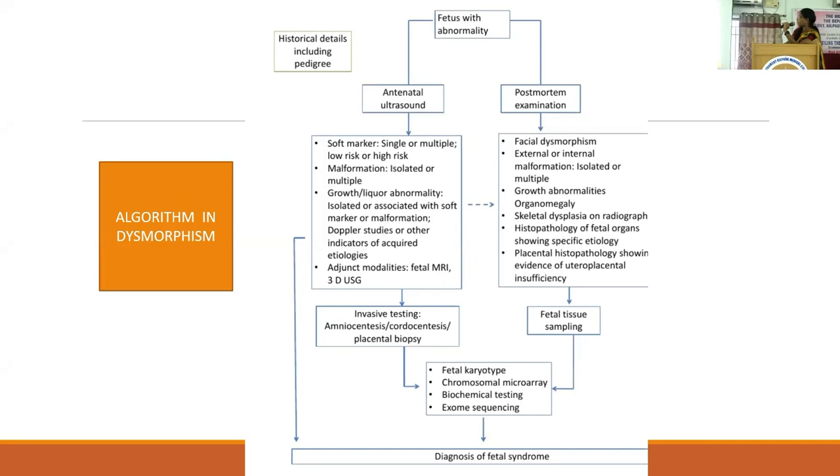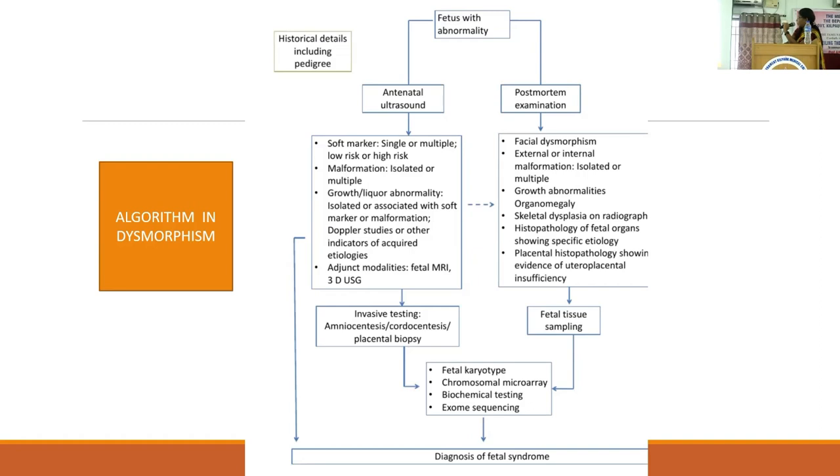But associated anomalies we have to look for, and multiple soft markers usually call for biochemical screening and targeted ultrasound. And with malformations, we have to look for whether it's a simple cardiac defect, or isolated or multiple cardiac defects. Whenever multiple defects are present, it mostly signals a genetic syndrome. Not only the anomalies, the growth and growth abnormalities also should be looked for. If necessary, we may need a fetal MRI for the CNS defects and a 3D ultrasound for any facial dysmorphism. We require all the supporting investigations. And after an antenatal ultrasound, when we suspect a malformation, we are supposed to order invasive testing. The gold standard will be an amniocentesis, and if it is late, we can do a cordocentesis or placental biopsy.